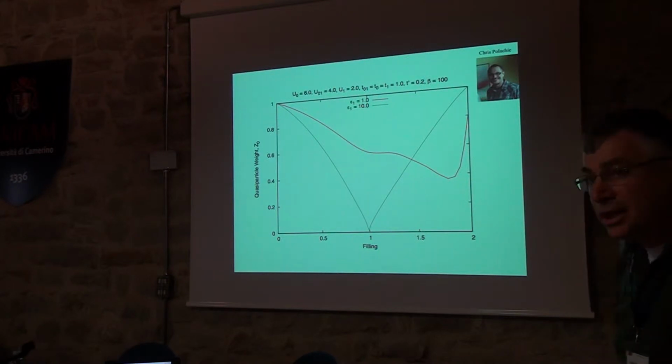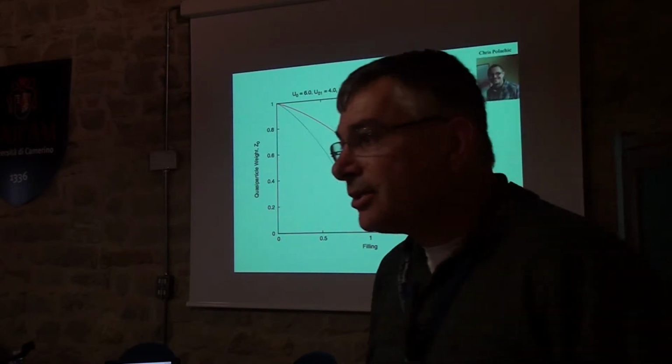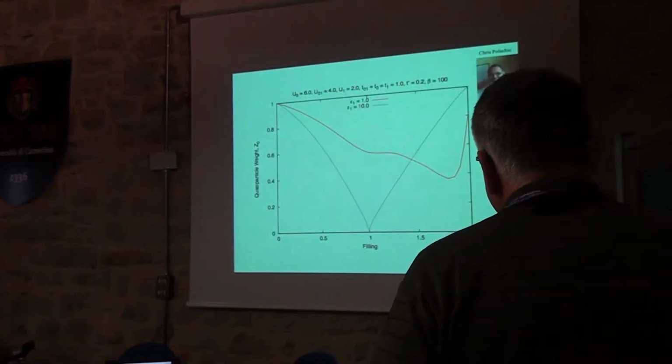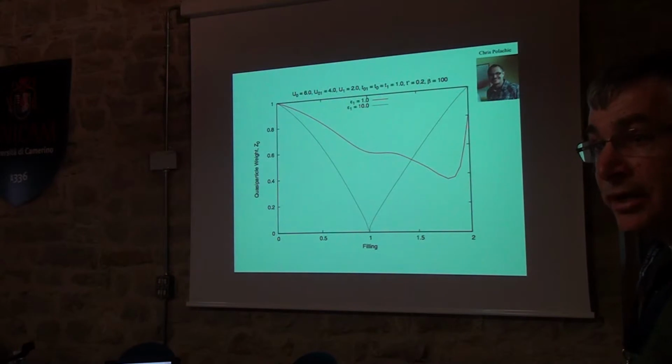Okay, we're all taught that electrons and holes are symmetric. You can just have a few holes and it's the same thing as having a few electrons. This model says no, that's not true.